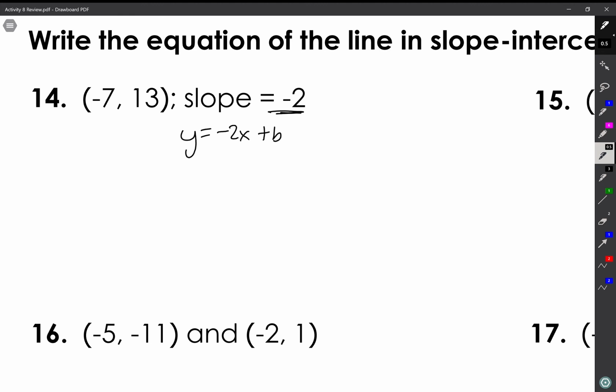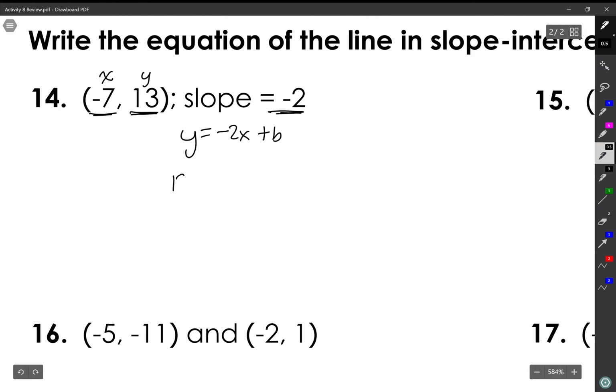So I have this point. I need to use that. What I'm going to do to solve for b is plug in -7 for x and 13 for y. We do this because this is the x coordinate, this is the y coordinate, and we know that our line goes through this point, so you can plug it in to get the value, and that's why we're able to use it. Okay, so let's plug it in.